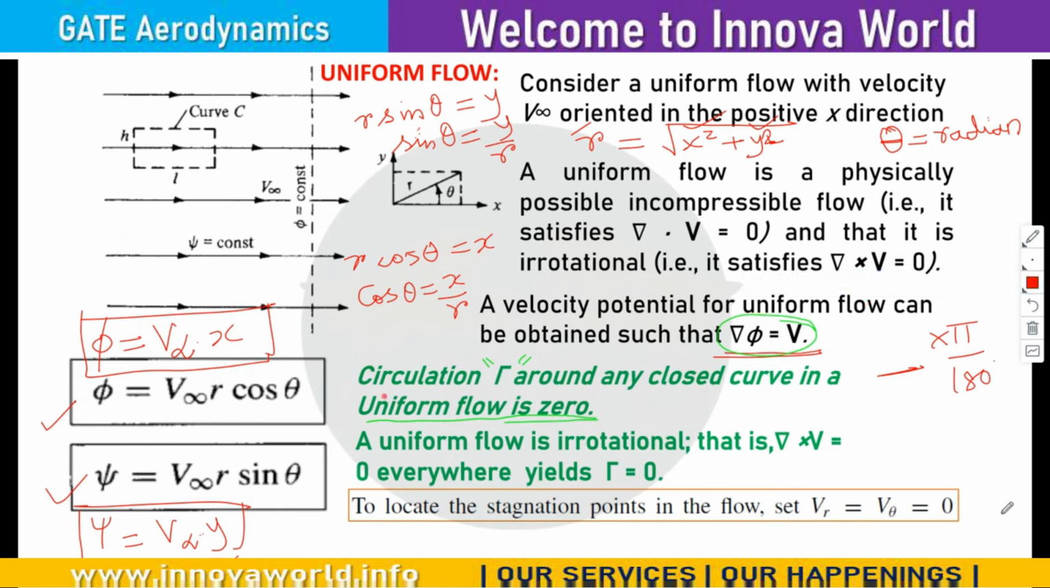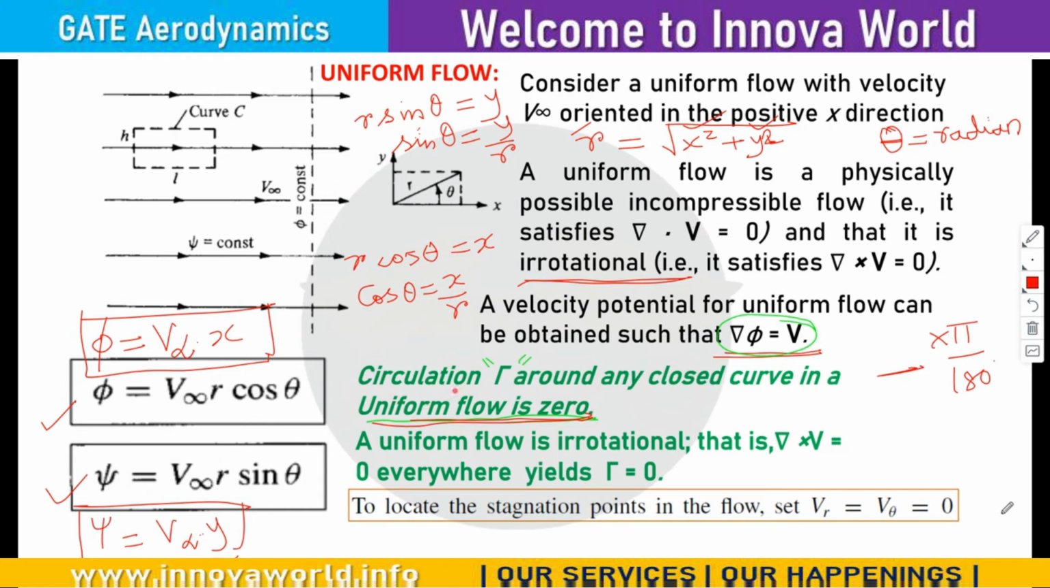This means there is no vorticity in this uniform flow. Circulation is zero means there is no vorticity, and it also represents that the flow is irrotational. So the circulation will be zero.